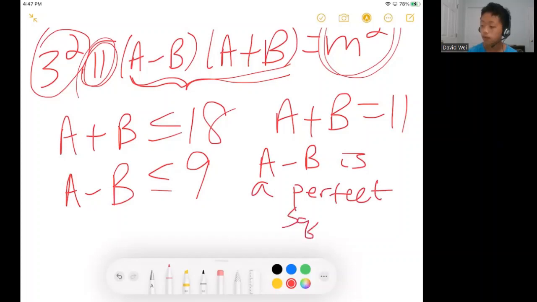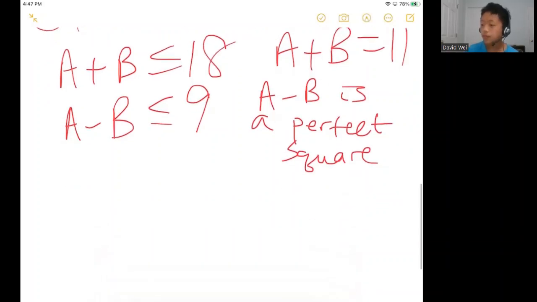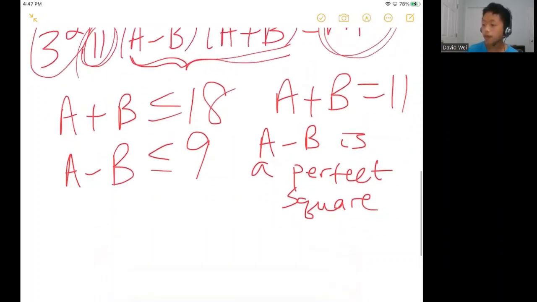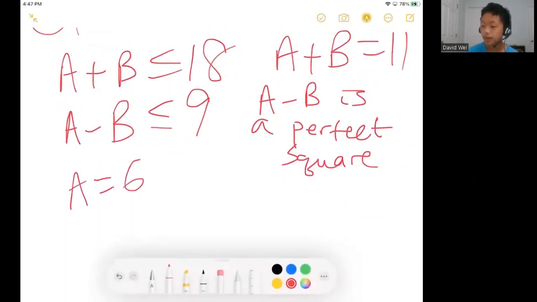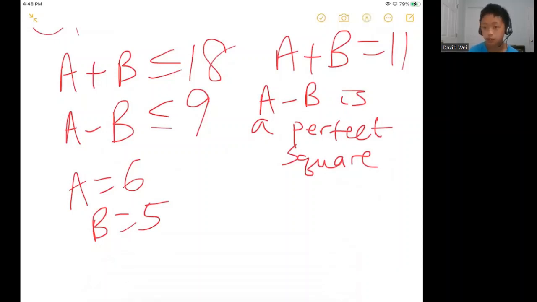And that just tells us that A minus B has to be a perfect square, in order for the product to be a perfect square. So now you can use inspection, right? If A minus B is a perfect square, we can inspect from here that if A equals 6 and B equals 5, clearly 6 plus 5 is 11 and 6 minus 5 is 1, which is a perfect square. So A equals 6, B equals 5 is a solution.